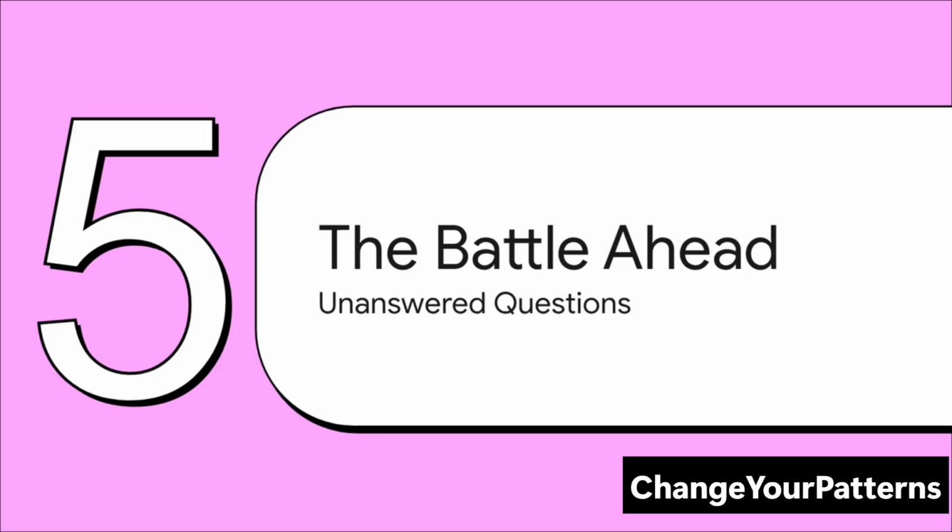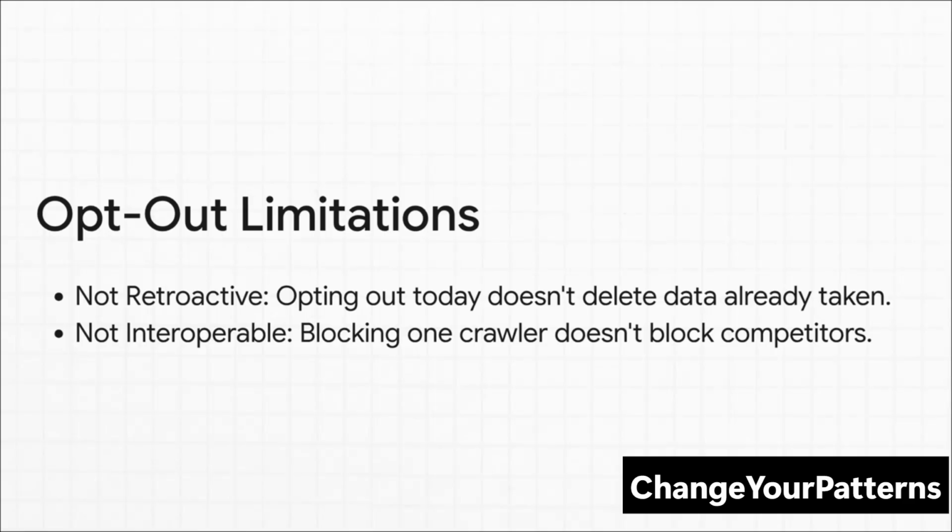But let's be real, even with all these steps, this battle is far from over. Taking back control isn't as simple as flipping a switch, and we're left with some huge, unanswered questions that we're all still trying to figure out. A major problem right now is that these opt-out tools aren't a magic wand. For one, they don't time travel. Opting out today does nothing to delete the data they already scraped yesterday. And they don't talk to each other. So blocking one company's web crawler doesn't stop its competitor from coming along and grabbing your data anyway.